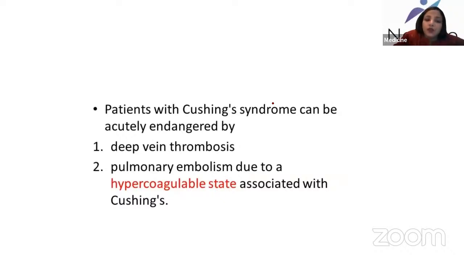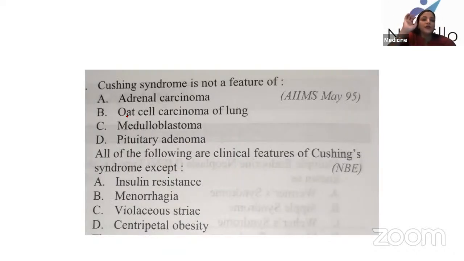Okay, then patients with Cushing syndrome can be acutely endangered by deep vein thrombosis or pulmonary embolism. Why? Because Cushing syndrome later on leads to a hypercoagulable state. Okay, then again, we come to some MCQs. Cushing syndrome is not a feature of adrenal carcinoma, oat cell carcinoma of the lung, medulloblastoma, pituitary adenoma. So you know medulloblastoma is the answer. There are only four or five causes of ectopic ACTH production, that are thyroid cancer, oat cell carcinoma or small cell carcinoma, pituitary adenoma or thymus cancer, but medulloblastoma is not one of them.